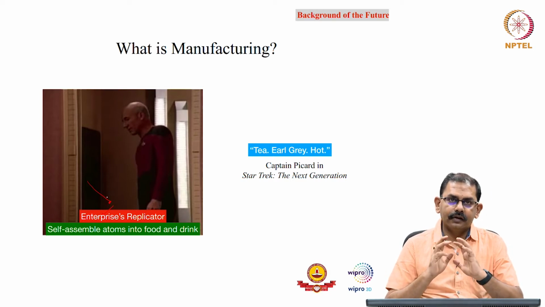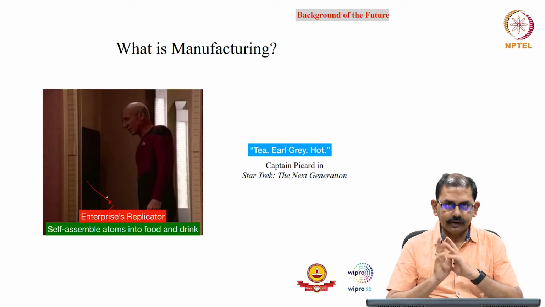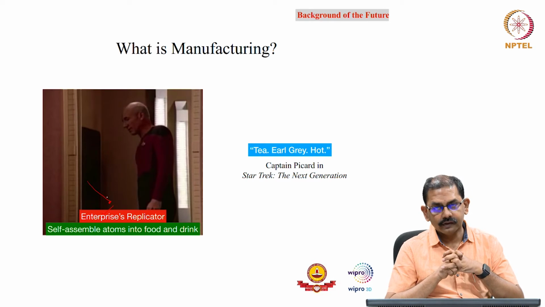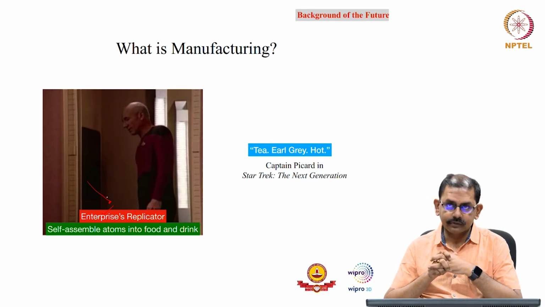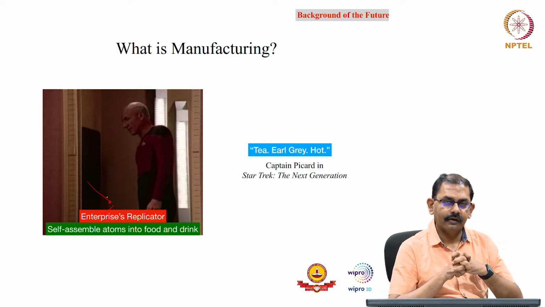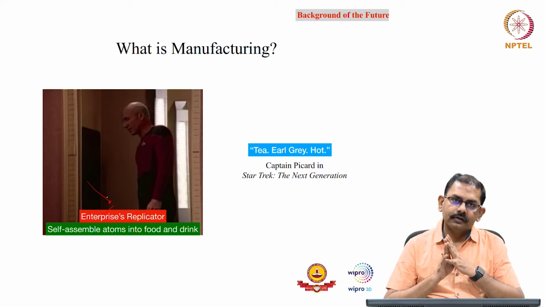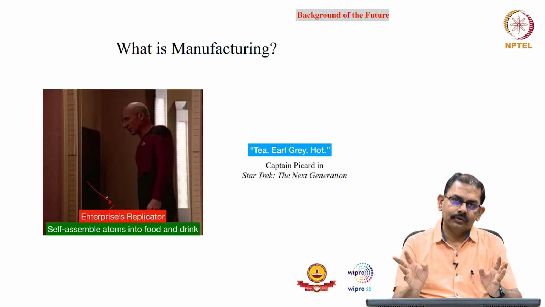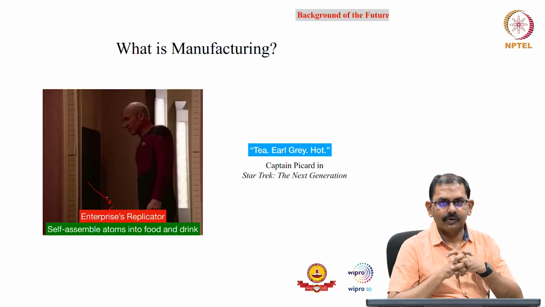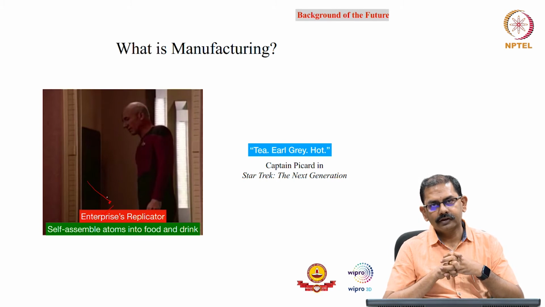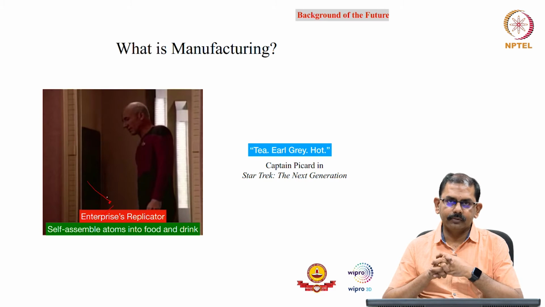And the back end part of the replicator, at least what is revealed in this whole science fiction thing, is that it actually can self assemble atoms into food and drink, right? So if I am looking for an ideal manufacturing scenario, the machine actually can convert anything to everything, right? So as soon as I start thinking about something, the machine has the capability to convert maybe any raw material to whatever I am looking for, right?